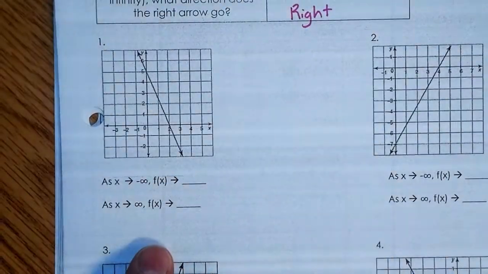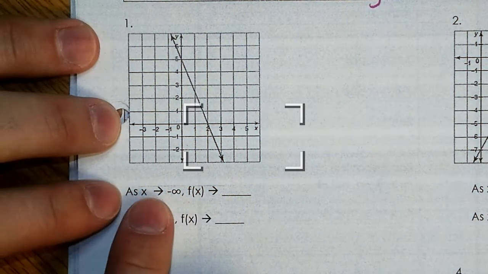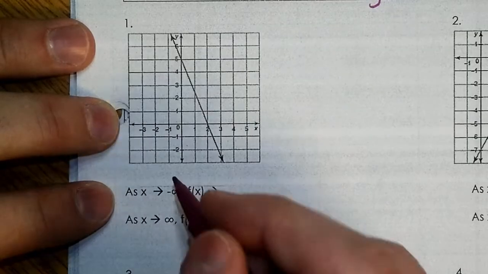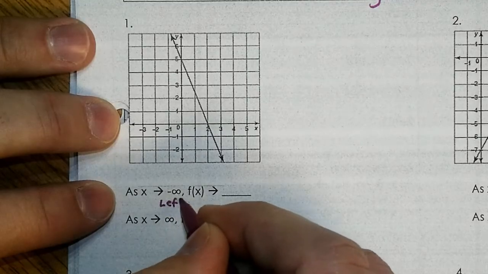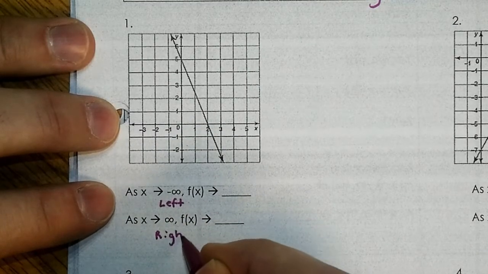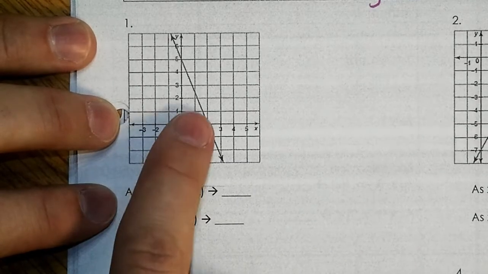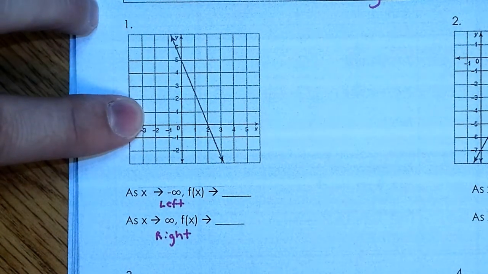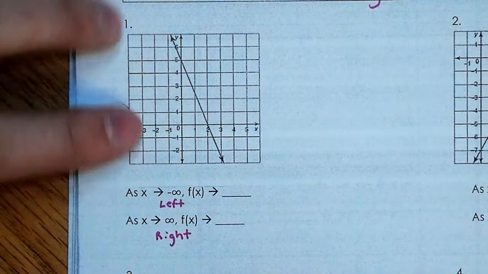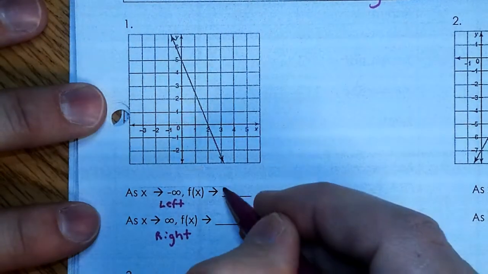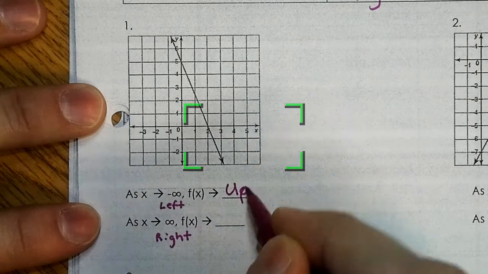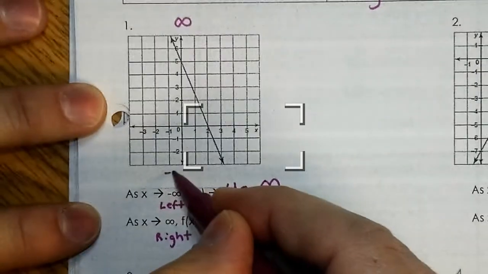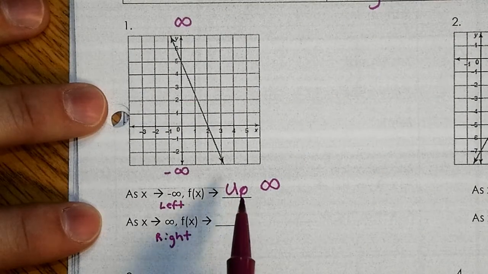So here we go, first one. I'm going to zoom in here. What does this say? As x goes left, put left. I'm going to put right. So as x goes left, that's telling us about the left side of the graph. Would y'all agree? What is the graph doing? Is it going up or going down? It's going up. Done. You can either put up, or up would be positive infinity.